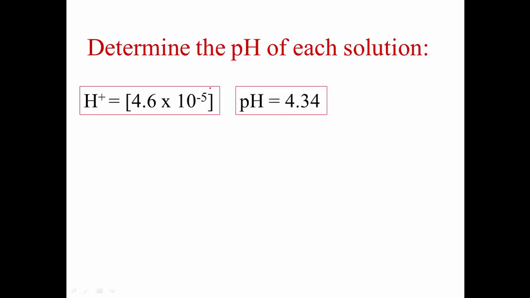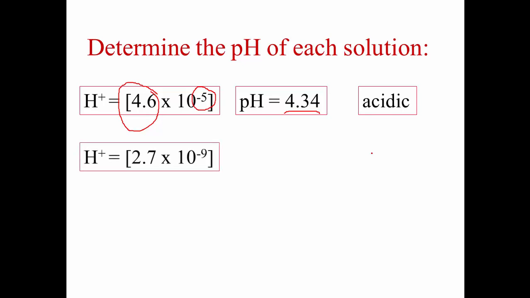Look at the logic. If this was 1 times 10 to the negative 5, this pH would be 5. But since this is larger, this pH goes down from 5 to 4.34. It is an acidic solution. 2.7 times 10 to the negative 9. Now, before you hit this, look at this concentration. This is a very small concentration of hydronium or hydrogen ion.